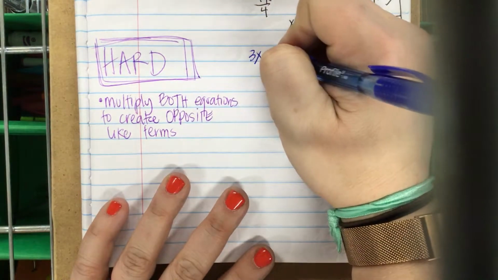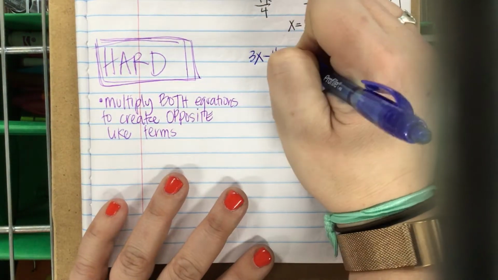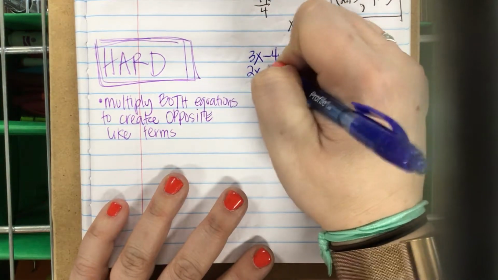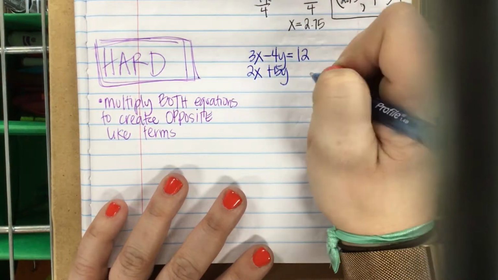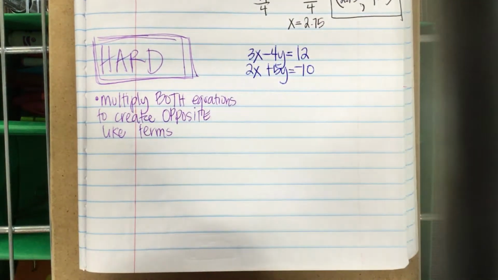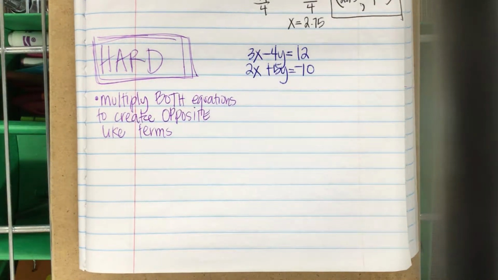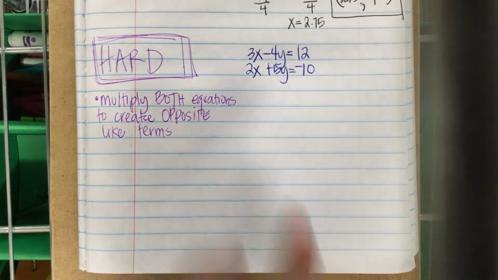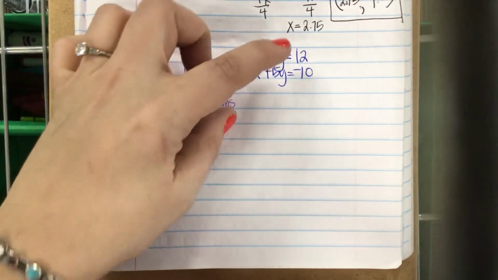3x minus 4y equals 12. 2x plus 5y equals negative 10. I know it's obviously not an easy problem. It does not automatically cancel out. But I also know it's not a medium problem. Because a medium problem, right? I don't know what to do here. And I don't know what to do here.